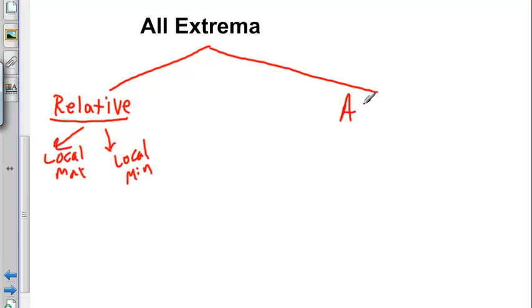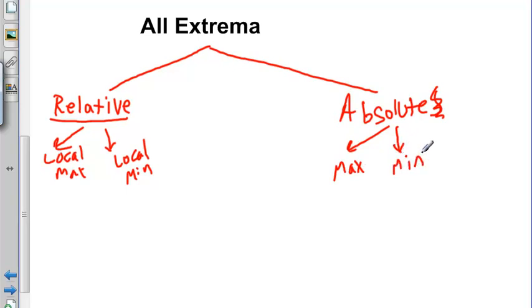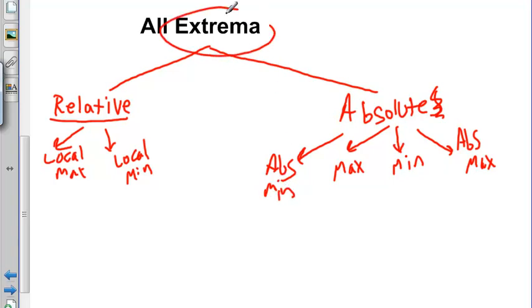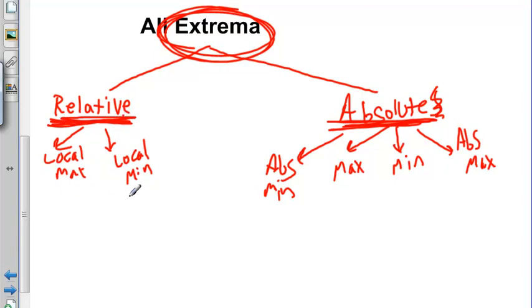You could also have an absolute. And when you have an absolute, people just call it straight up the max. So a max is just a shorthand way of saying it's the absolute max. Or it could be the min. You could call it the absolute max, or the absolute min. And all of this is extrema. So we have absolute extrema and relative extrema. We have relative and local maxes, relative and local mins.